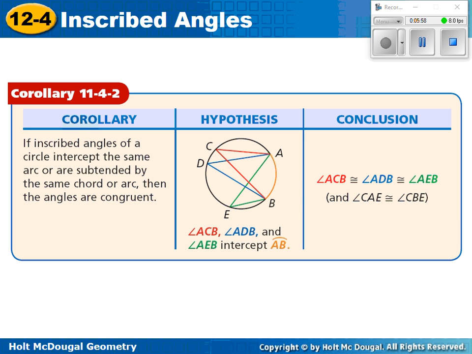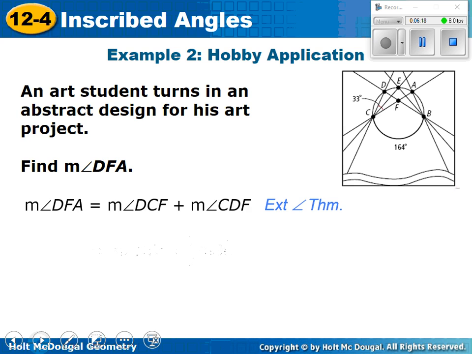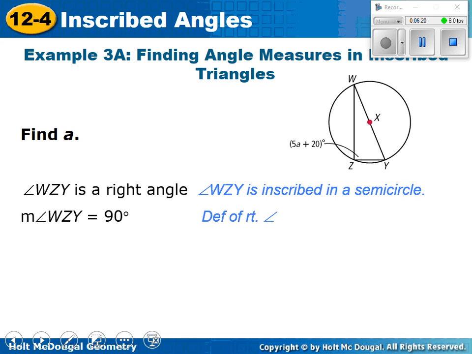Does that make sense? So when you look up here, do you guys notice that angles C, D, and E all intercept arc AB? And so all three of those angles would be congruent. Remember, intercepted arc is the arc that's inside the angle. Okay? All right, we're going to skip that one. Move ahead. Go to this next one.